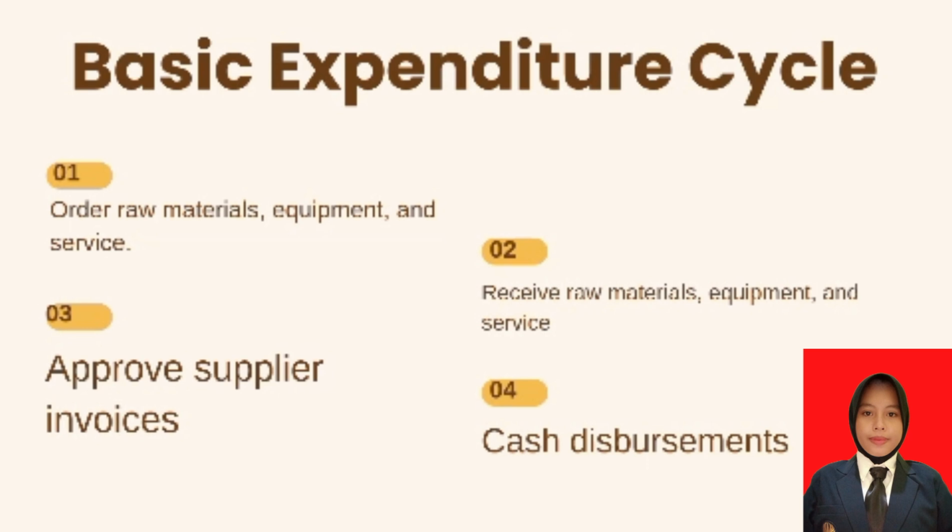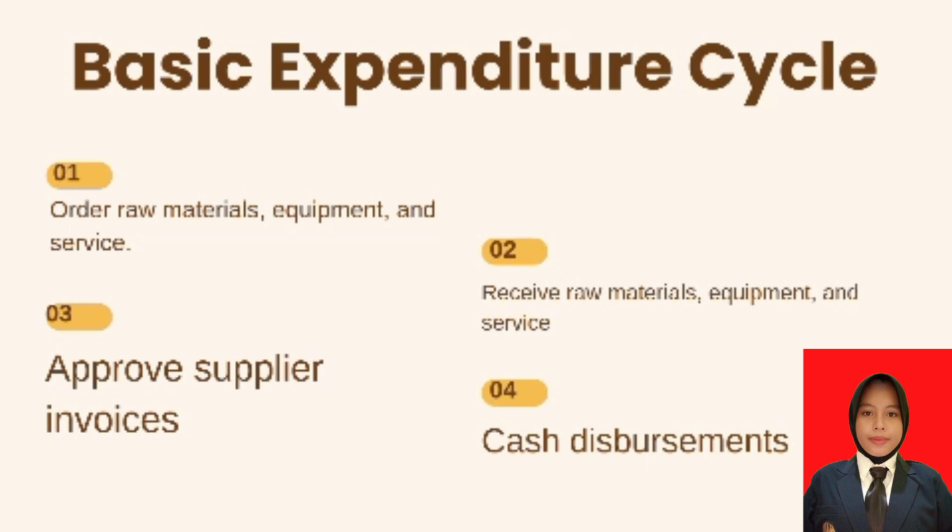Basic expenditure cycle. First is ordering raw materials, equipment, and services. These orders are important in the cash disbursement cycle because they affect accounts payable and ultimately the company's cash flow. Smoothness and efficiency in every ordering stage ensure the company can operate optimally without interruption.